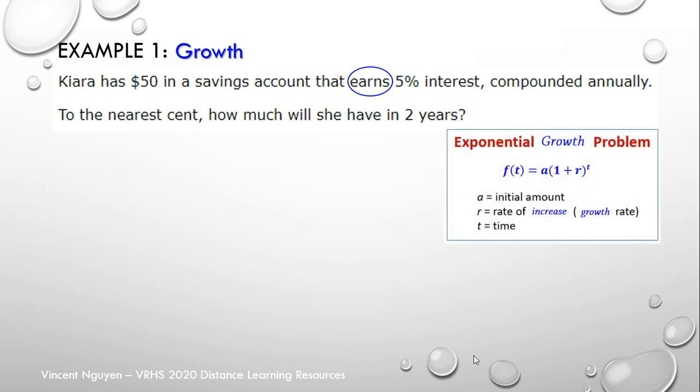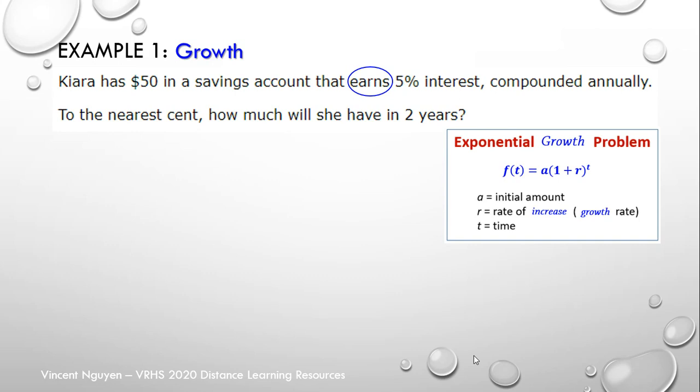The growth formula is f of t, the function of time, is a times 1 plus r, raised to the t power. Where a is your beginning amount, the initial amount that you start with. R would be your rate of increase in this case, right? Because you're gaining more money, so you're growing, the growth rate. And t would be the time in years that Kiara invests her money.